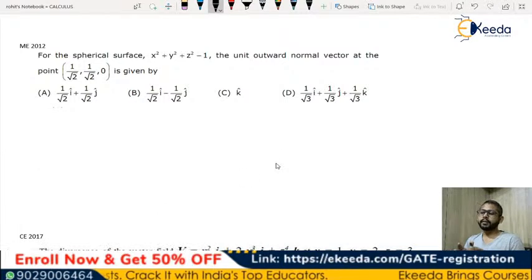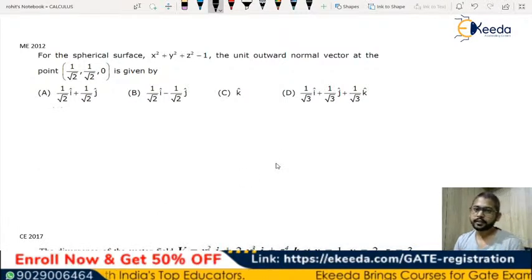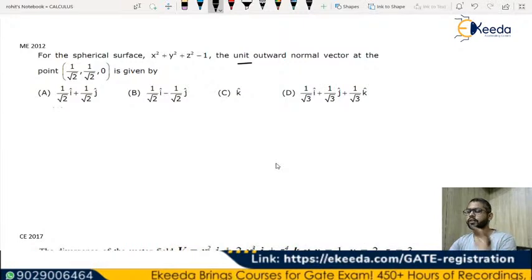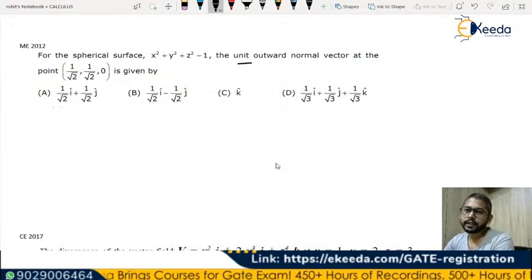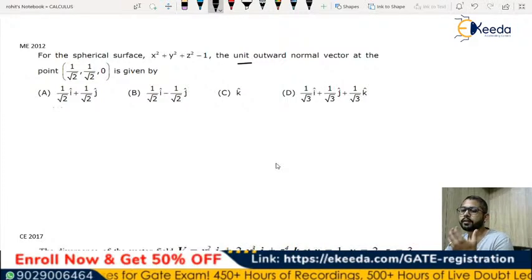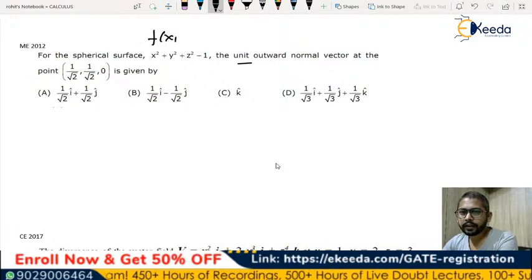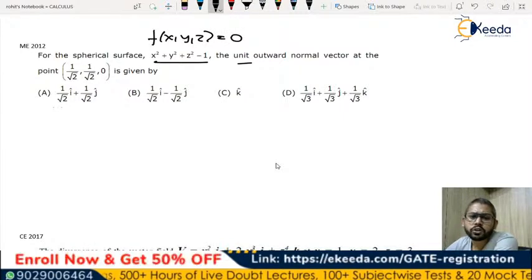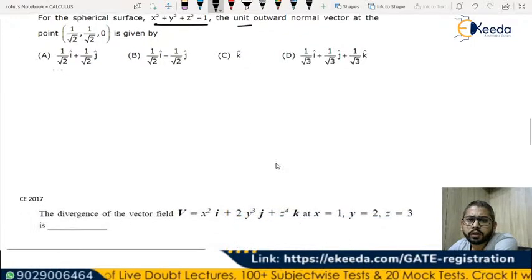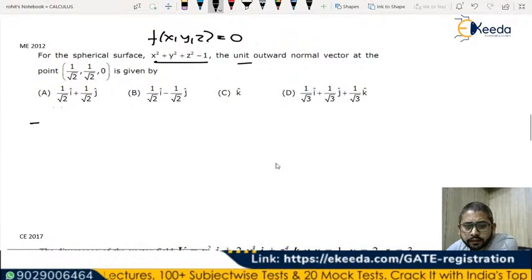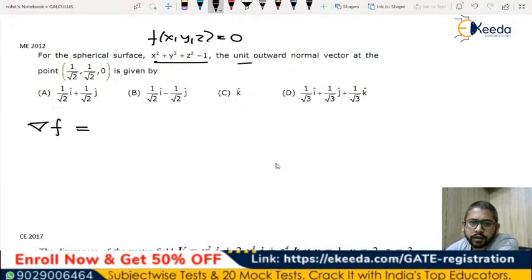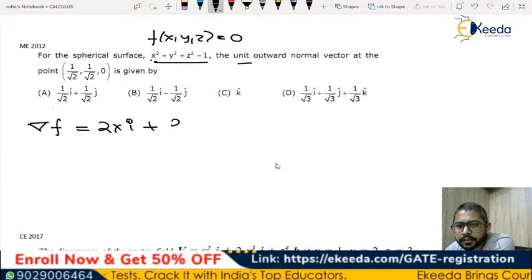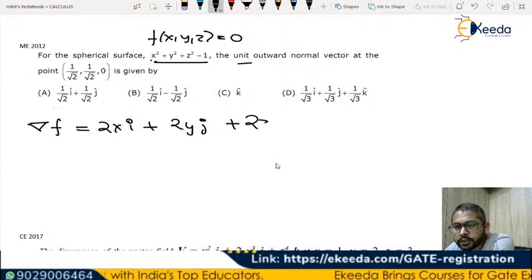So this gradient is also taken to be a surface normal, and if they are asking you about a unit vector, all you have to do is find the unit vector of the vector you are finding. So all you have to do is find the gradient. The function is already given. This is the function, right? So the gradient of this function will be, of course this can also be done directly, the first term is x square, so it will be 2x i cap plus similarly 2y j cap plus 2z k cap.